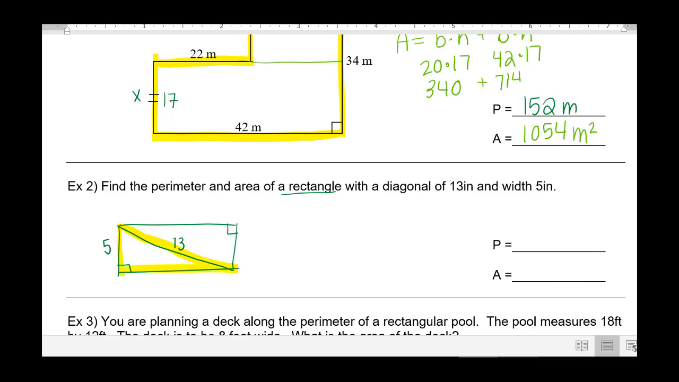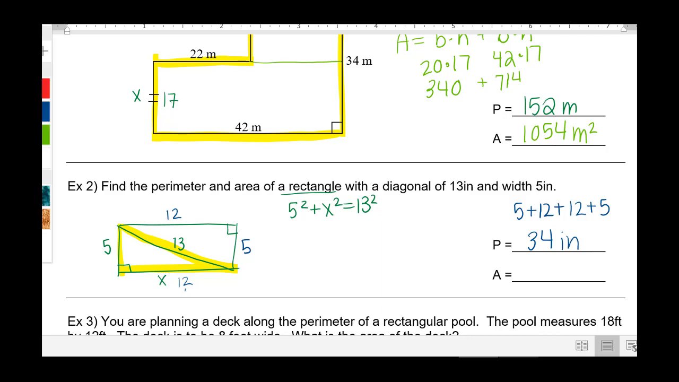So I'm just going to focus in on one of those right triangles and apply the Pythagorean theorem to it. So I have my 5 squared plus x squared equals 13 squared. Those of us that love our families, which is all of us, right, we are able to use that 5, 12, 13 family to find that length of 12, or Pythagorean theorem, your choice. Then we can add up all of those sides together to find that perimeter. So I'm going to take my 5 plus my 12 plus my 12 plus my 5 to create that perimeter of 34 inches.